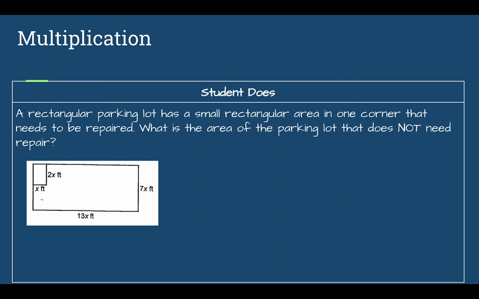Let's check. You should have found the area that does not need repair is 89x to the second power. For this one, you're going to need to multiply, but also use our rules for adding and subtracting that we learned in the previous lesson. So you would take the area of the whole lot minus the area of the repair. So the whole lot is 13x times 7x. The repair is x times 2x. Multiplying those out, 91x squared minus 2x squared is 89x to the second power.